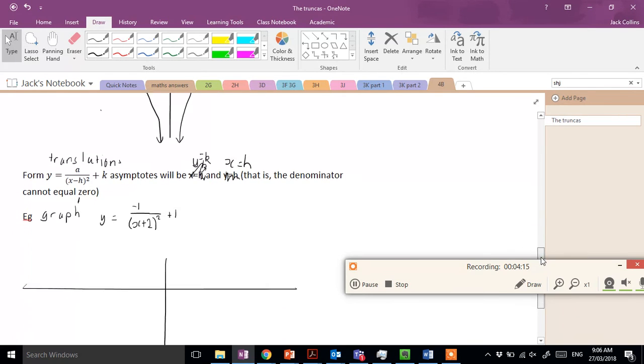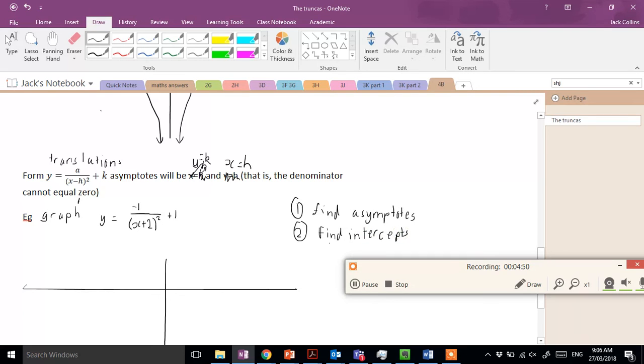So let's have a look at an example together, guys. y is equal to negative 1 over x plus 2 squared plus 1. I want you to see if you can find the asymptotes yourself. I might just start a new video so we can go through this example together. Once again, just like a hyperbola, number 1, find the asymptotes. Then 2, find intercepts if they exist. And then 3 would be to graph. Let's have a look at this in the next video, guys.